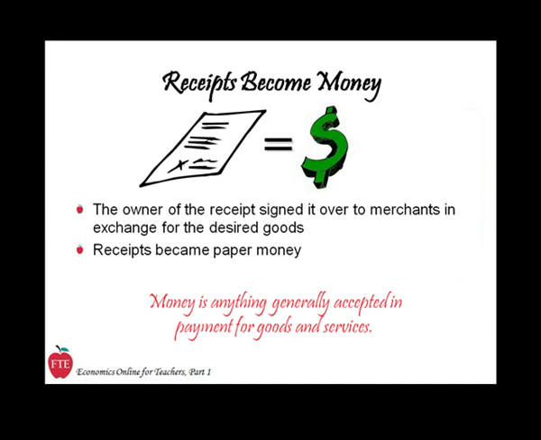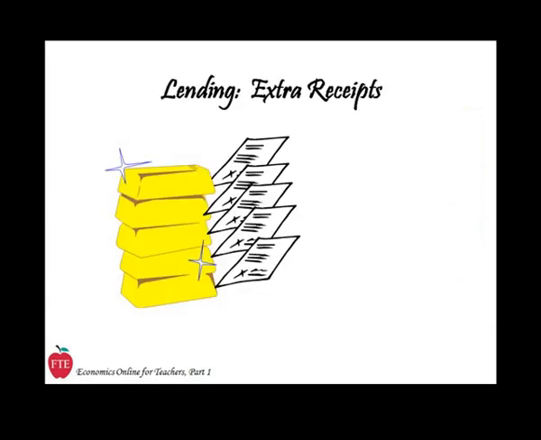At this point, the receipts had become money. They fit our definition, don't they? Anything generally accepted as payment for goods and services? To the extent that the receipts of a particular goldsmith were accepted throughout the community, they were money. Now, to begin with, this money, that is, the receipts, was fully backed by gold.